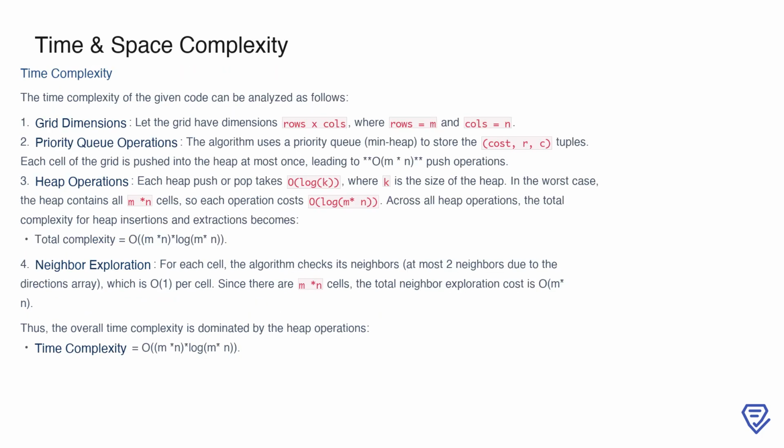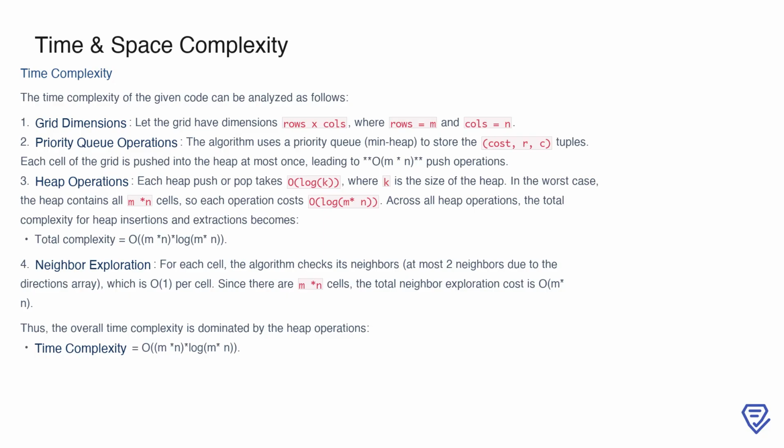To analyze the time complexity of the algorithm, we start by considering the grid dimensions, where the grid has m rows and n columns. The algorithm uses a priority queue, or min heap, to store tuples representing the cost and coordinates of each cell. Every cell in the grid can be added to the heap at most once, resulting in a total of m*n push operations.